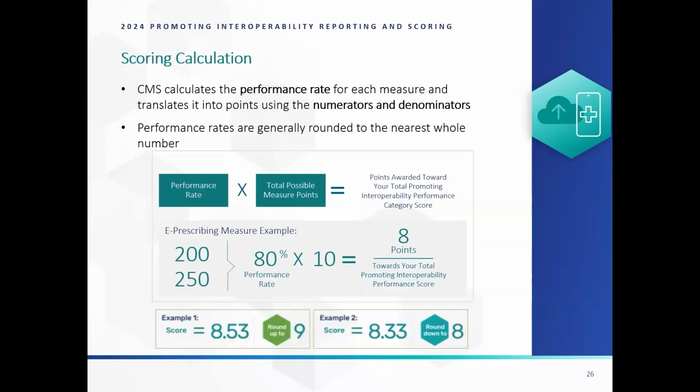And so, as I mentioned, your performance rate and e-prescribing is a great example because it is a numerator and denominator measure. And so we turn the fraction into a percentage, and then we multiply by the weight of the measure to get the number of points. And on the bottom, we just explain our rounding rules so that if you're wondering. Next slide, please.